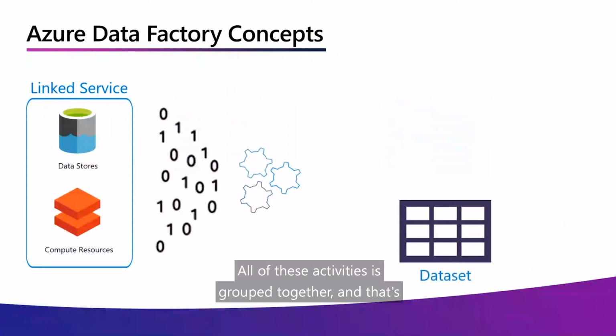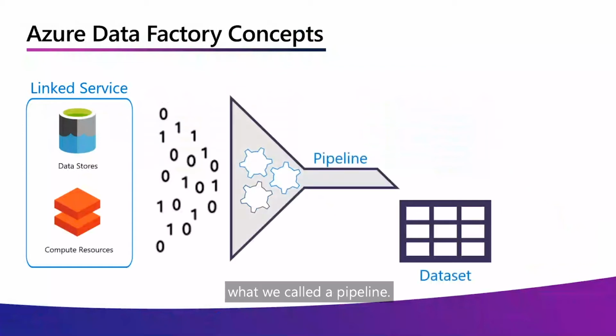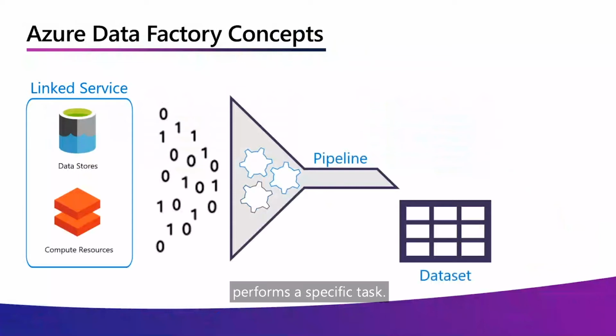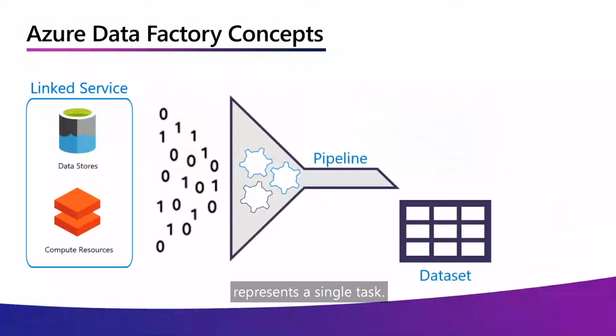All of these activities are grouped together, and that's what we call a pipeline. So a pipeline is a logical grouping of activities that performs a specific task. It is also possible for a data factory to have different pipelines for different purposes. So within each pipeline, you may have a lot of different activities that represent a single task.